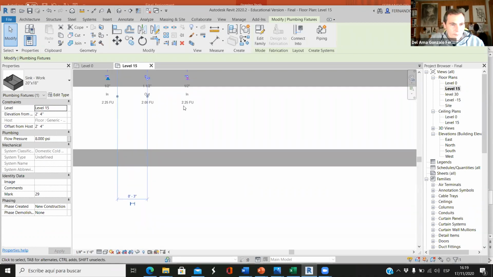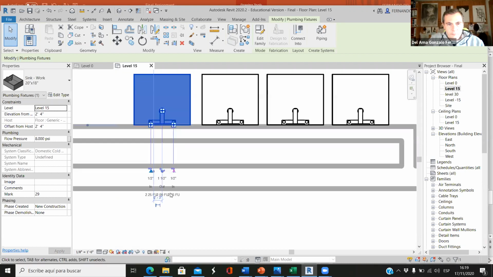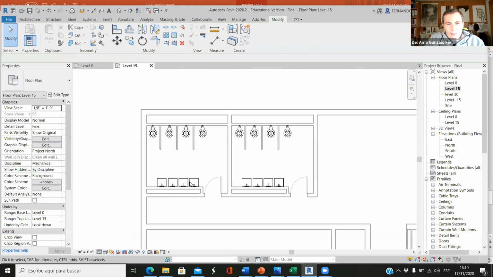2.25 water supply fixture units for the hot water and the cold water. And these are the only fixtures we have. We have sinks and we have toilets. So how many fixture units? We have four toilets times 2 floors. So there are 16 toilets and 16 sinks or lavatories.